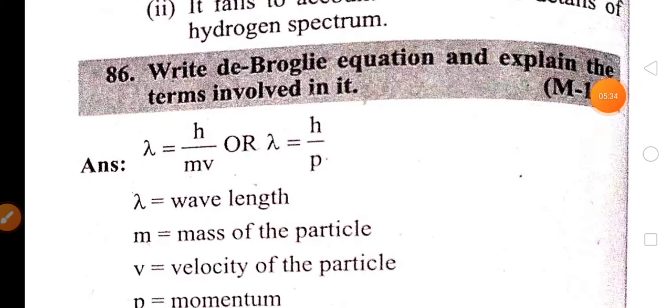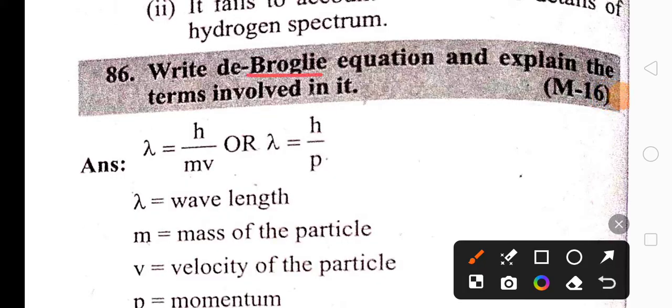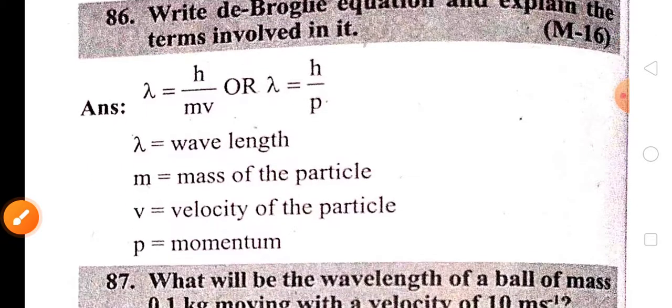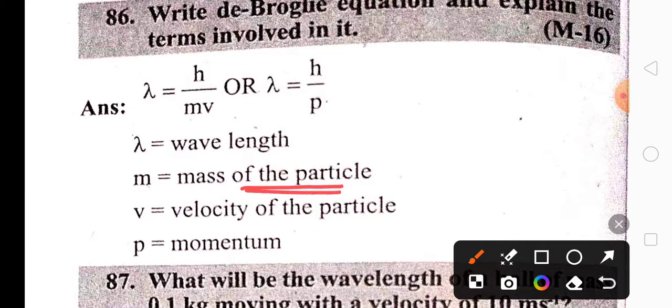The next very important concept is de Broglie's equation in this chapter. The de Broglie formula is wavelength lambda is equal to h, Planck's constant, divided by m into v. M into v is also called p, that is momentum. So lambda is wavelength, small m is the mass of the particle, and capital V is the velocity of the particle.